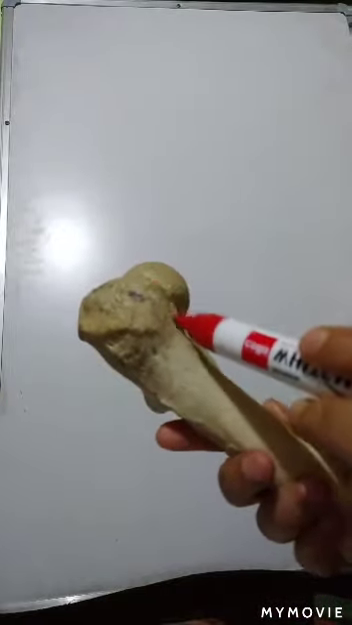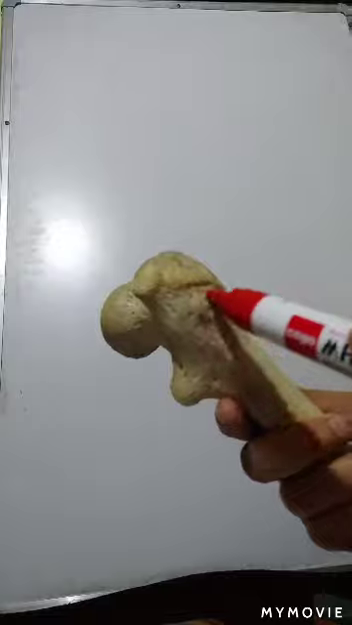The upper border of the greater trochanter, its posterior part, is inturned. This is called the apex, and it gives attachment to the piriformis muscle. This is the medial surface, this is the anterior surface, and this is the lateral surface.